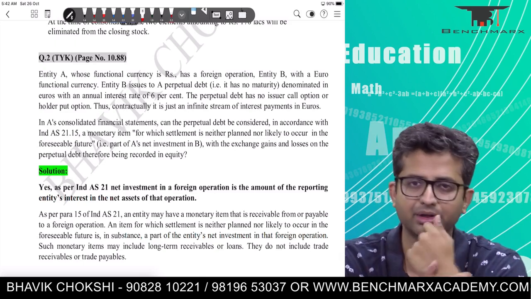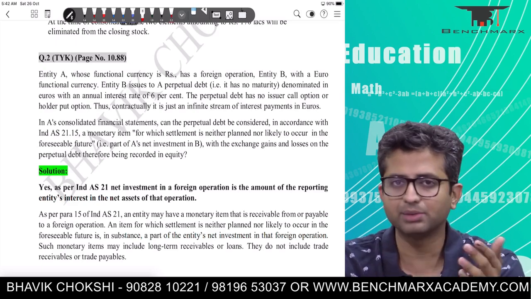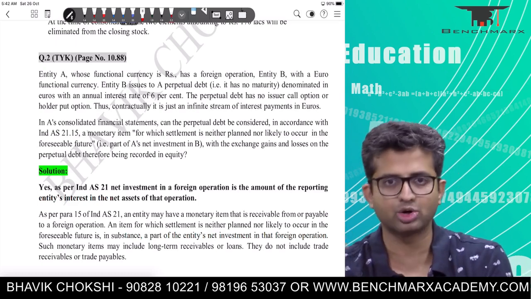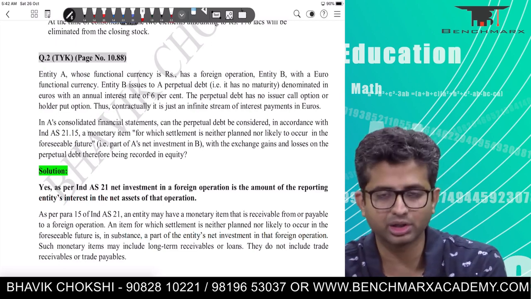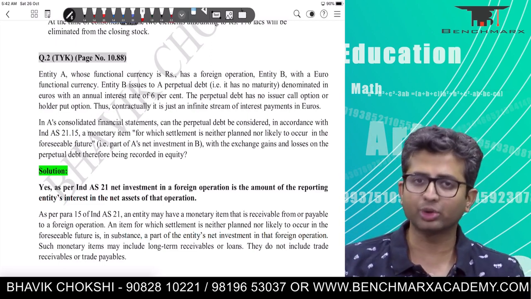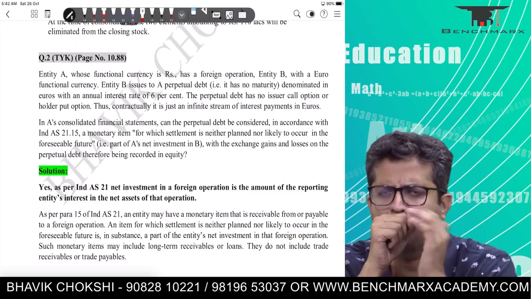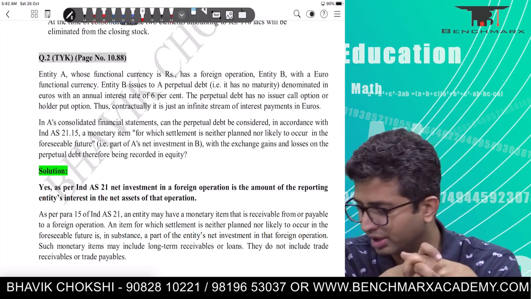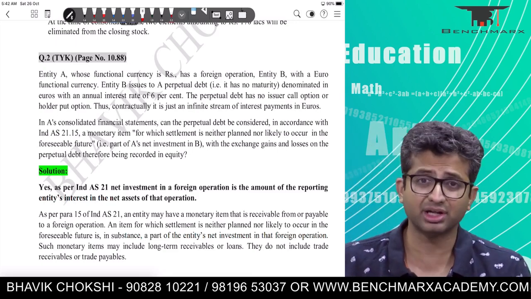Now, sometimes the parent might give loans to the subsidiary which are without any repayment date, where the parent has no intention to repay. But because they are structured as loans and not as equity capital, they might actually become monetary or non-monetary items, and hence they would also get translated at the closing rate. If they get translated at the closing rate, their exchange differences will actually go to the P&L to start with, and then you have to reclassify it to FCTR.